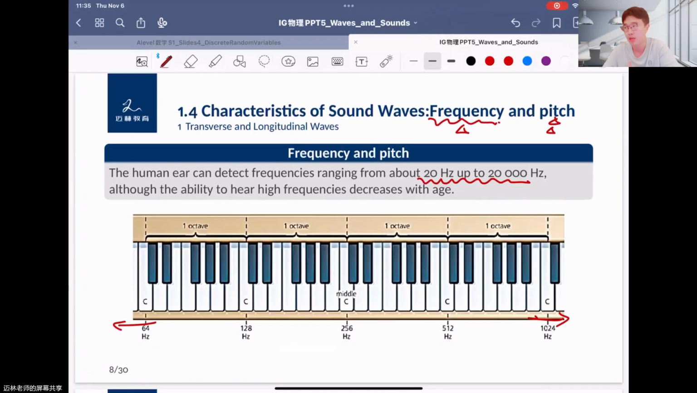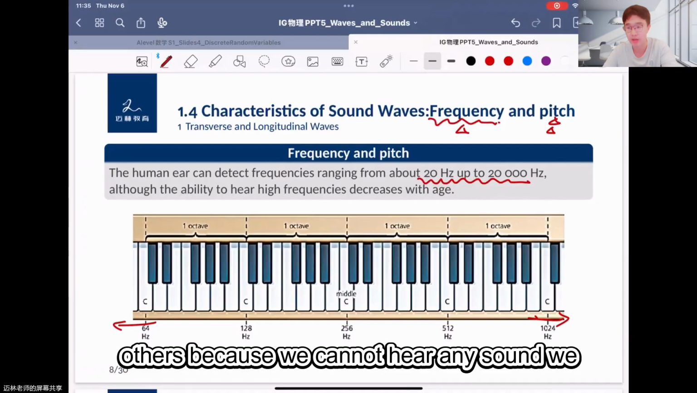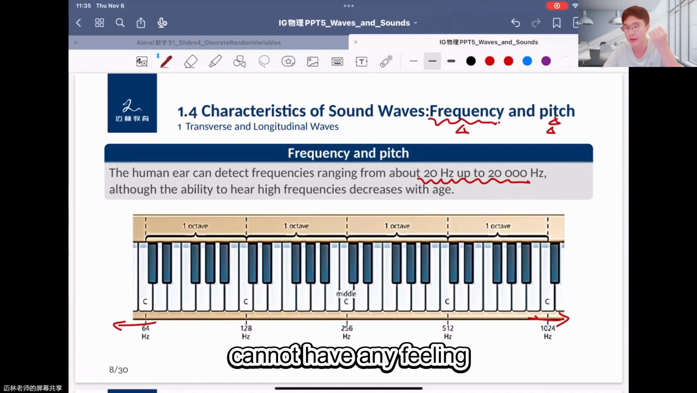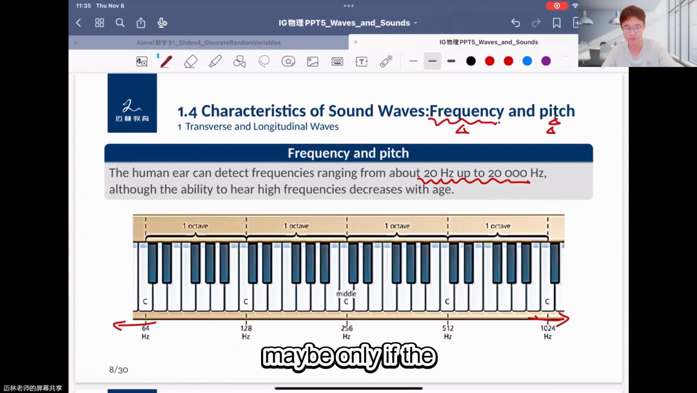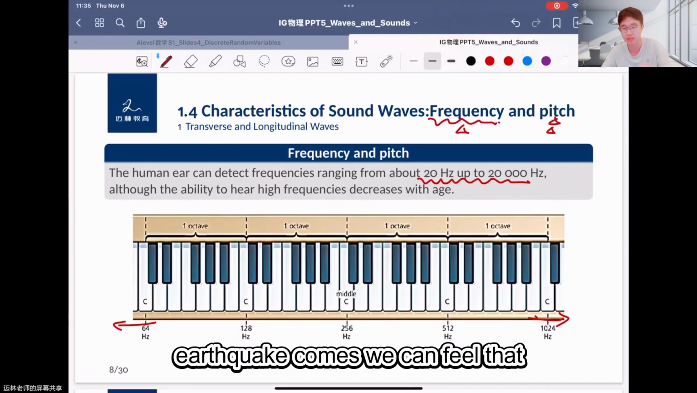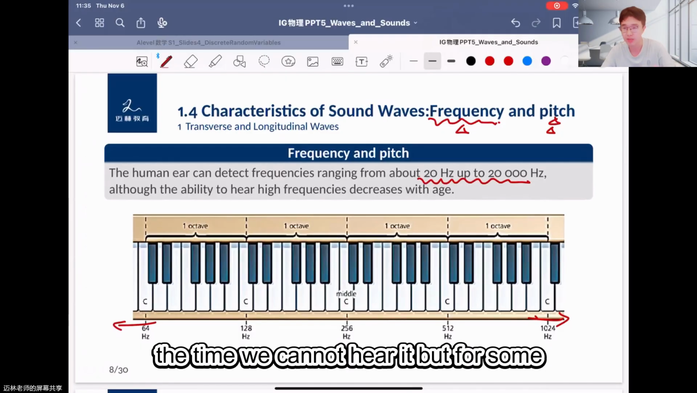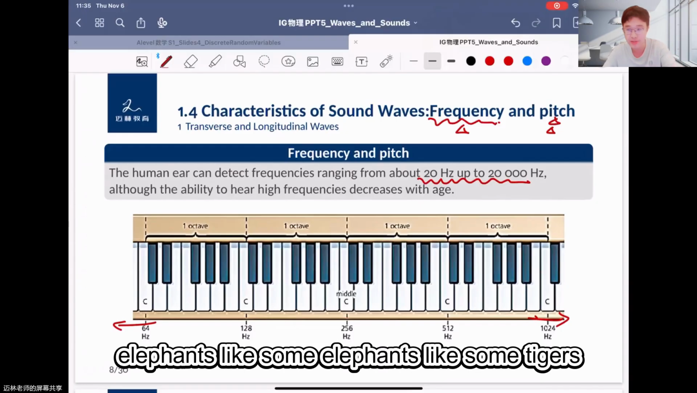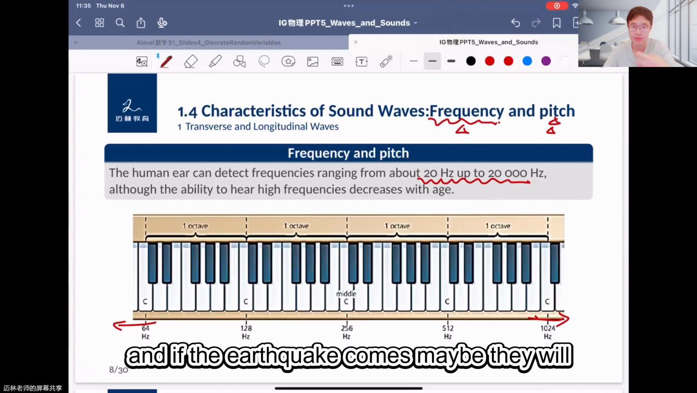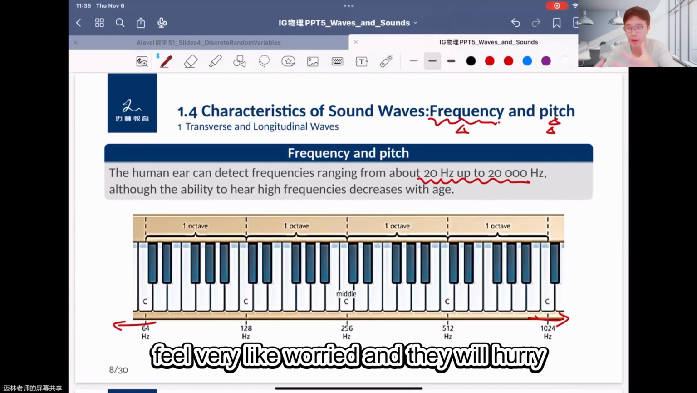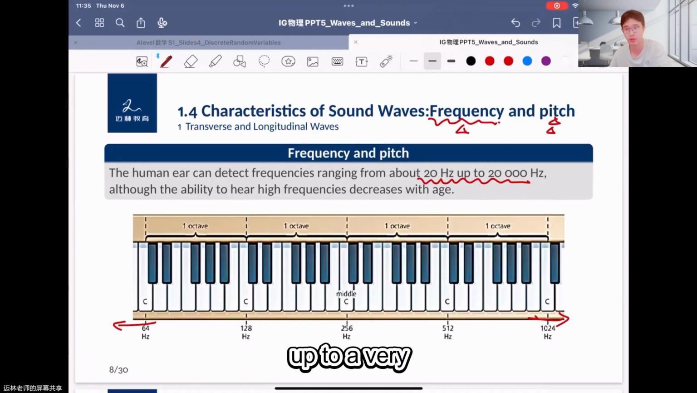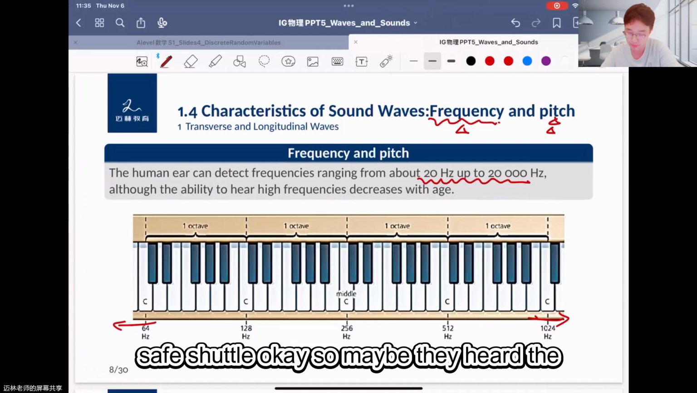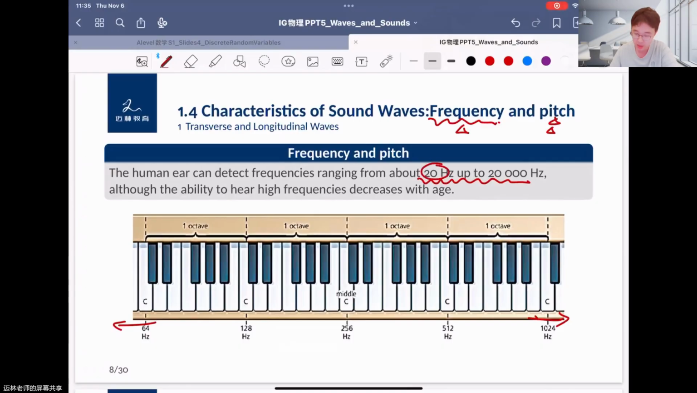For example, if an earthquake comes, we human beings cannot sense it through sound because we cannot hear those waves. Only when the earthquake comes can we feel that the Earth is shaking, right? But most of the time, we cannot hear it. But some animals, like some elephants, some tigers, or some insects, if the earthquake comes, they will feel very worried and hurry to a safe shelter, okay. So that is the difference. We can only hear about 20 to 20,000 hertz. We cannot hear the earthquake waves, okay.